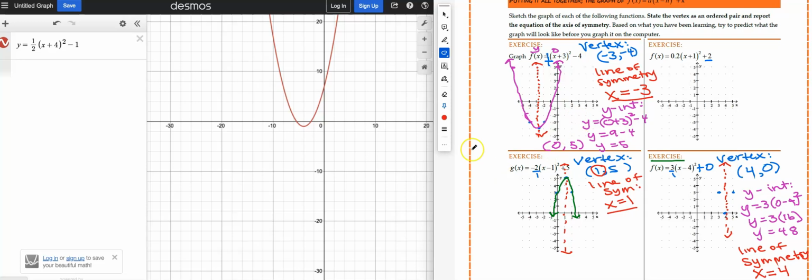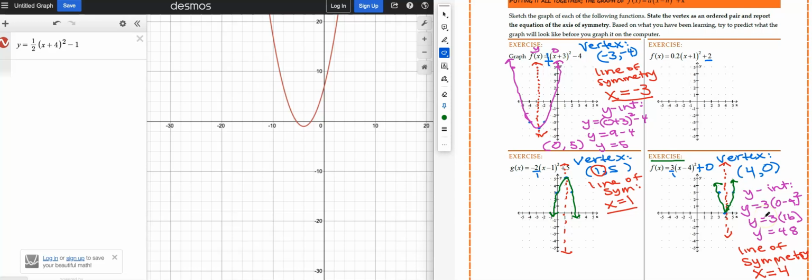Okay, and then let me just use the green again so we can see what this is going to look like. And it should look skinnier, right? Because that 3 is telling us it's going to be a skinnier parabola. But I hope yours are looking better. I don't know why it's so hard on here. I can do it so much better on the board than I can on here.